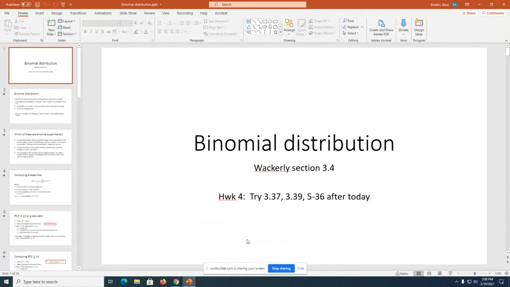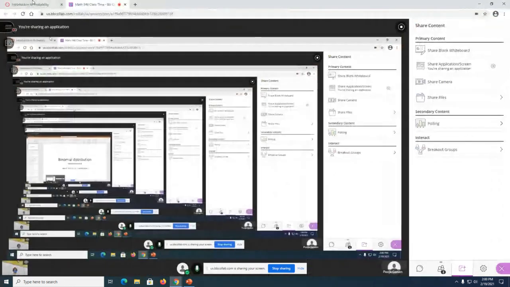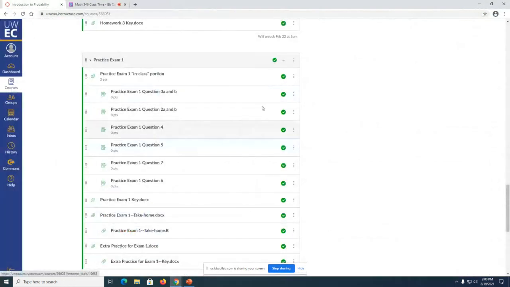As a reminder, our exam is coming up. So on Monday, we'll be doing a review session, and that will be me answering your questions about the review problems. Those are available on Canvas under Practice Exam 1. There's a practice exam quiz on Canvas. There's a take-home practice exam with some examples of questions I might ask you about in R.